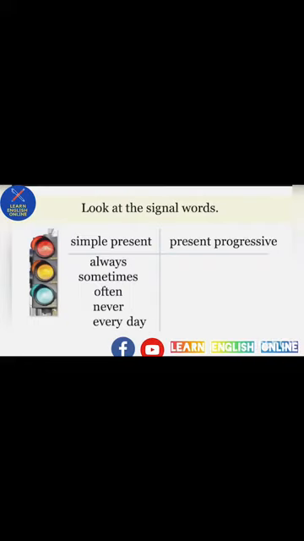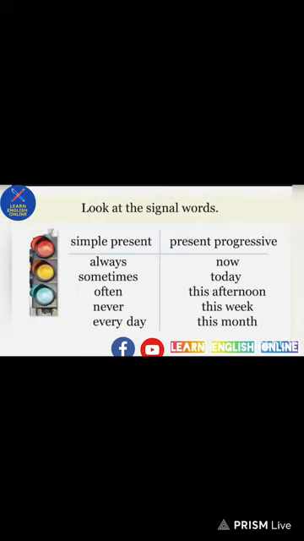On the present progressive side, of course, we have the word now. But we can also use the word today to mean now. And we use this afternoon, this week, this month. This shows us that it is happening now.